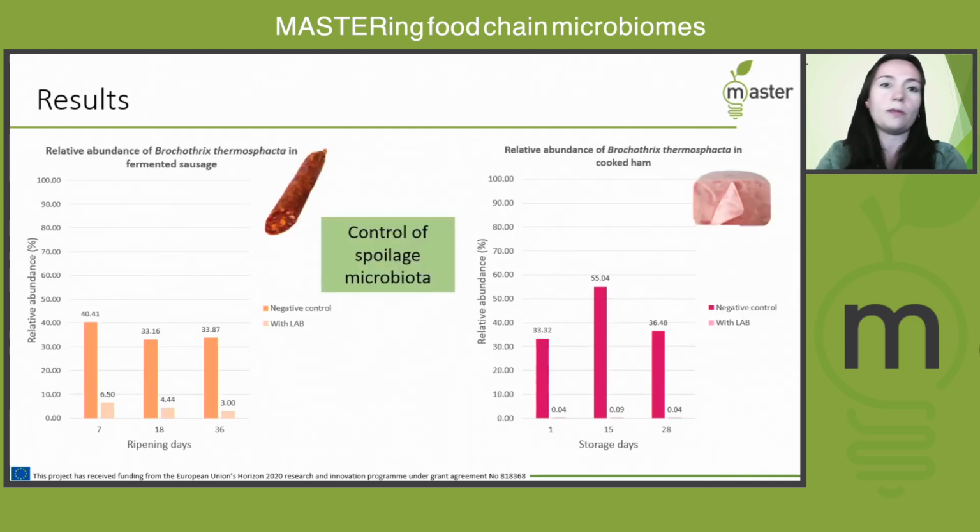In addition, other bacteria that can cause the spoilage of food products can be controlled with the use of these lactic acid bacteria. Brochothrix thermosphacta, for example, is a well-known spoilage microorganism that grew spontaneously in two experiments performed in a fermented sausage and in cooked ham. But when the lactic acid bacteria were applied into these products, there was a reduction of these spoilage microorganisms.